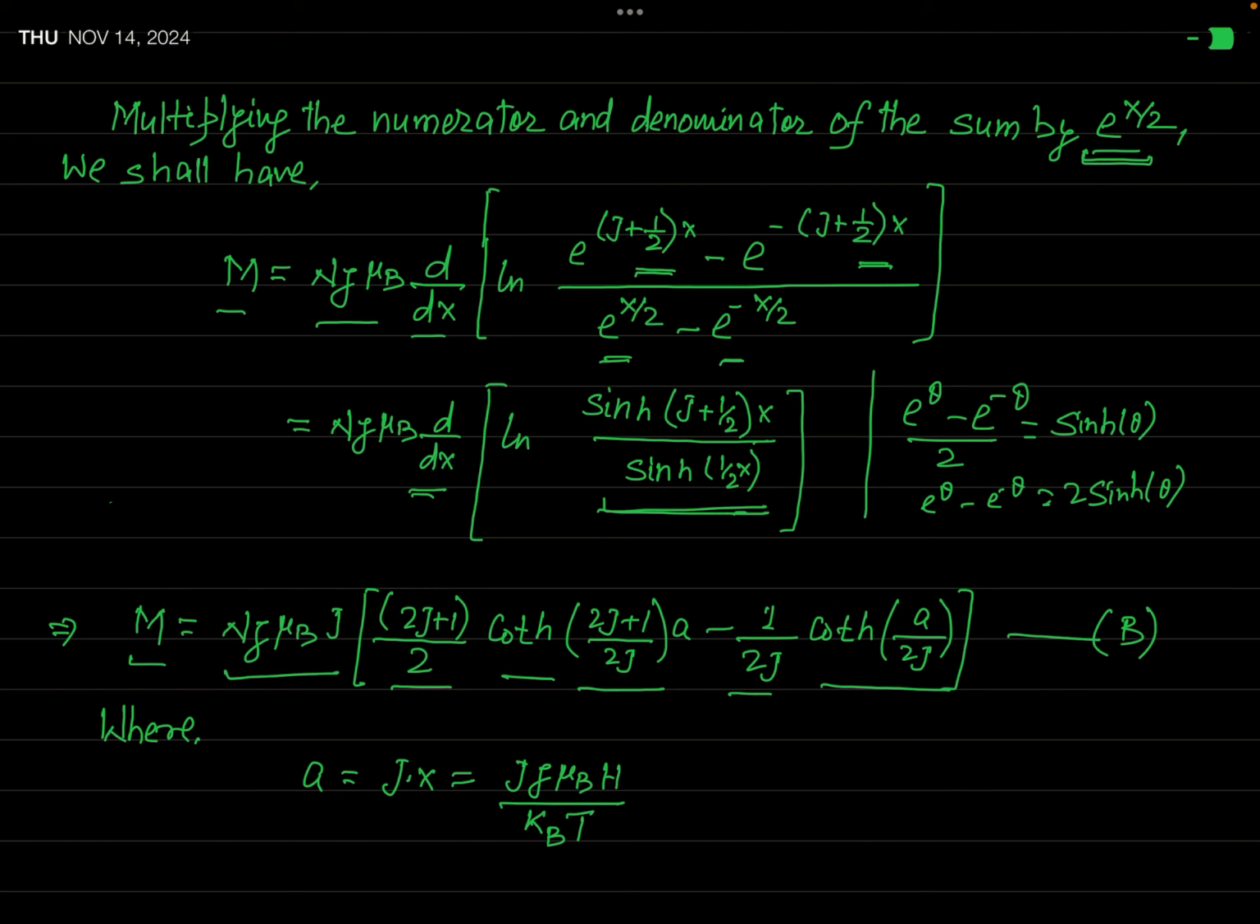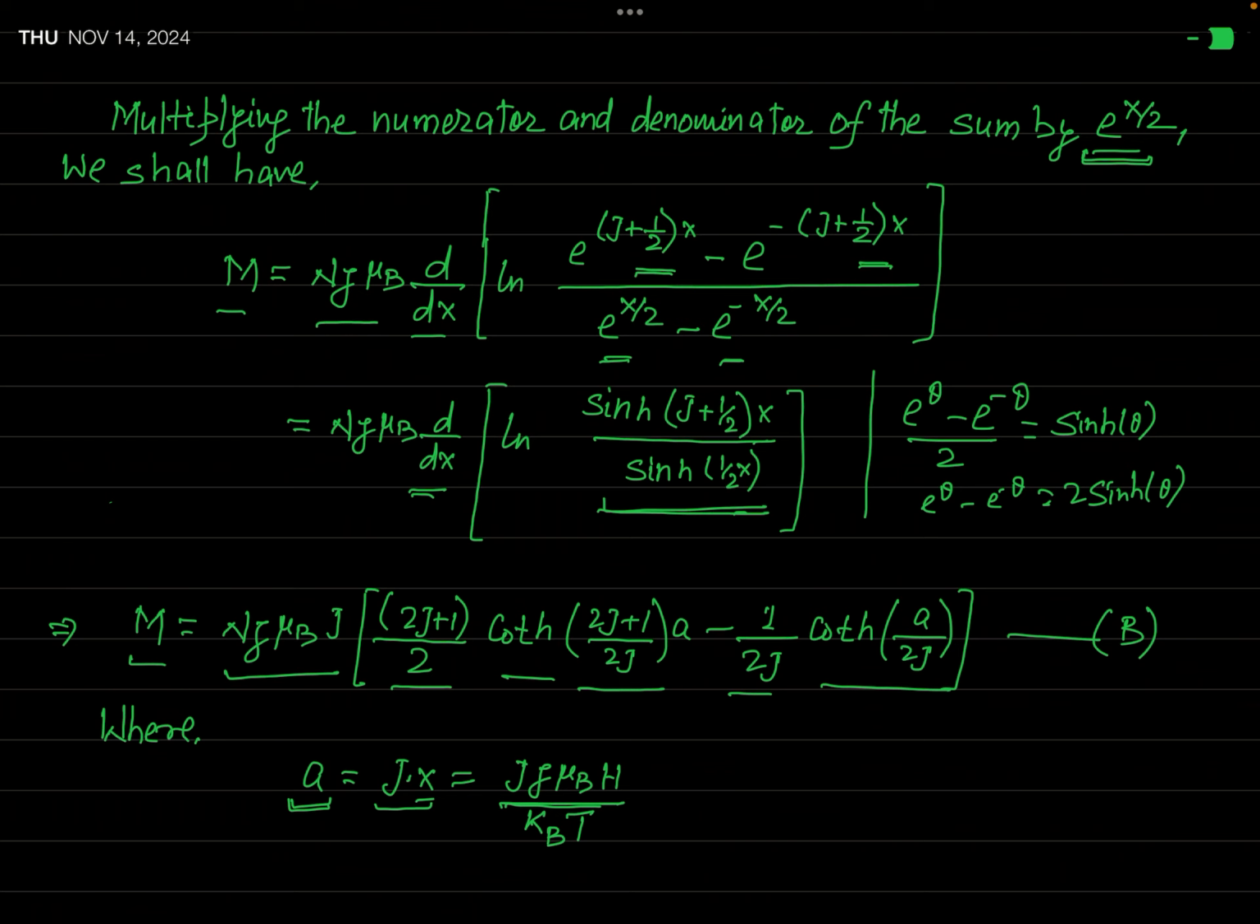Actually here I have written this factor a instead of j times x. For j times x, a has been written. But you can see, we have assumed in the beginning that x is equal to g mu B h over kBT. So actually this a has been written for j g mu B h over kBT. Okay.